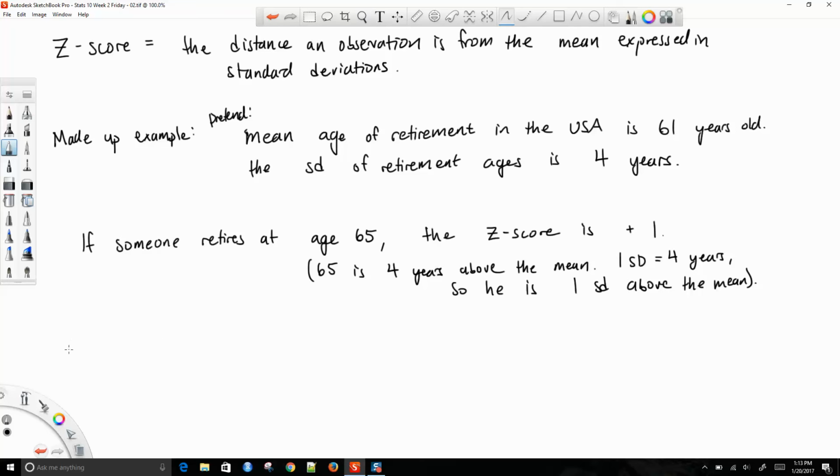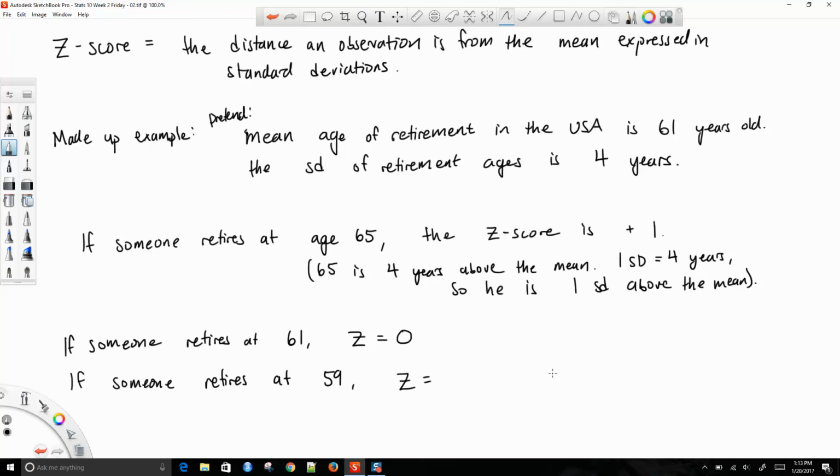So if someone retires at 61, what is their z-score? Z is equal to 0. Z is equal to 0. This person is retiring at the mean, so z is equal to 0. And if someone retires at, let's say, 59, what is their z-score? Negative 1/2, right? Negative 0.5. Is that okay with everybody?